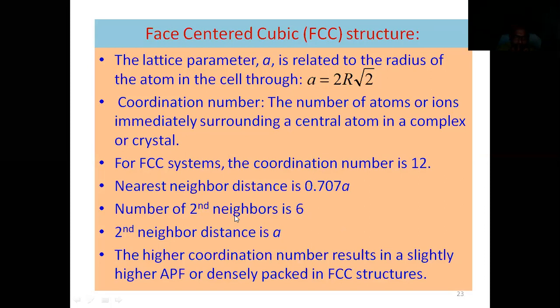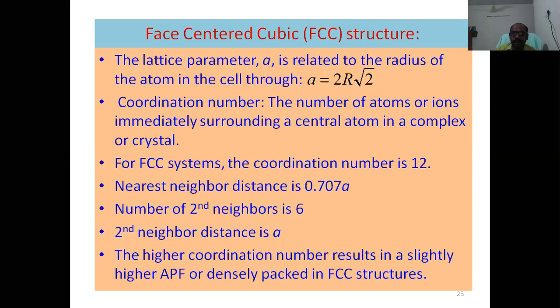The number of second nearest neighbors is 6, and its distance is a. From observation, a higher coordination number results in a slightly higher APF, that is, atomic packing fraction. Atoms are densely packed in FCC structures. That means for any crystal, if the coordination number is high, the packing fraction is more. So we say that they are densely packed and their density is high.